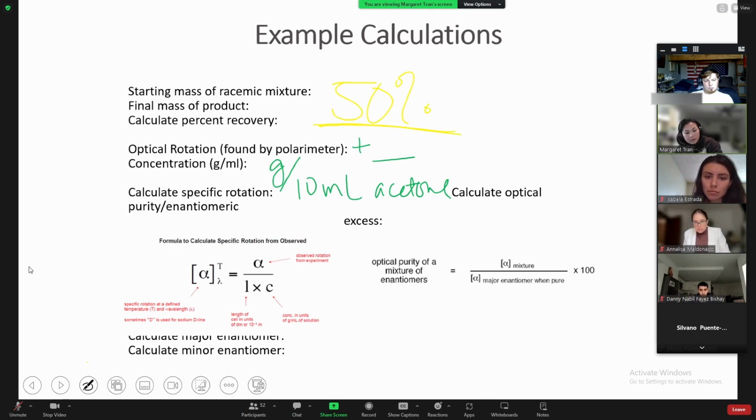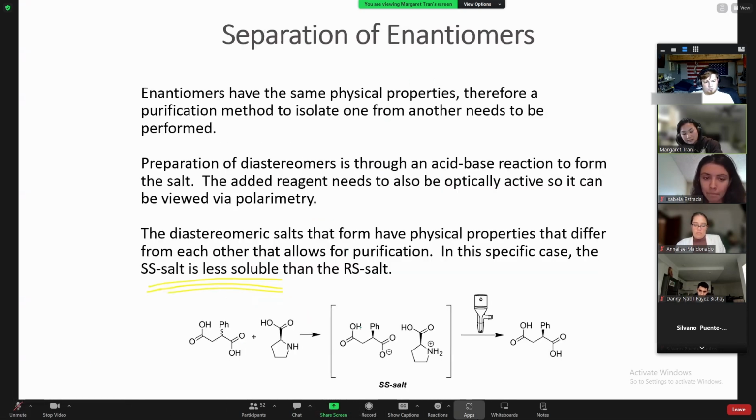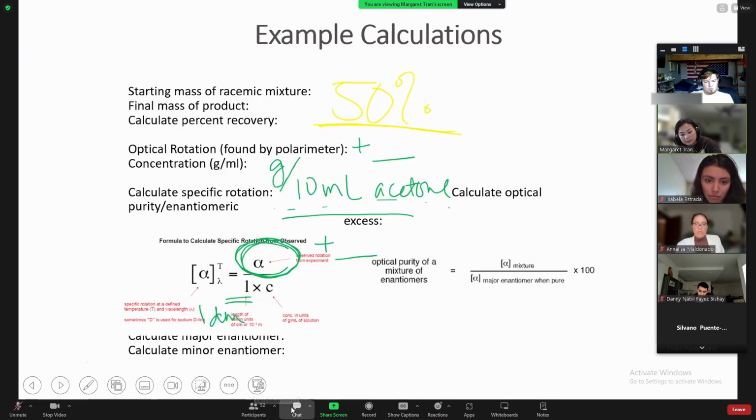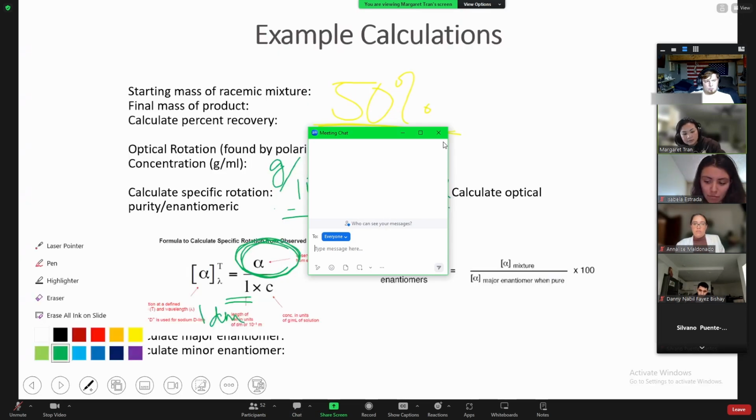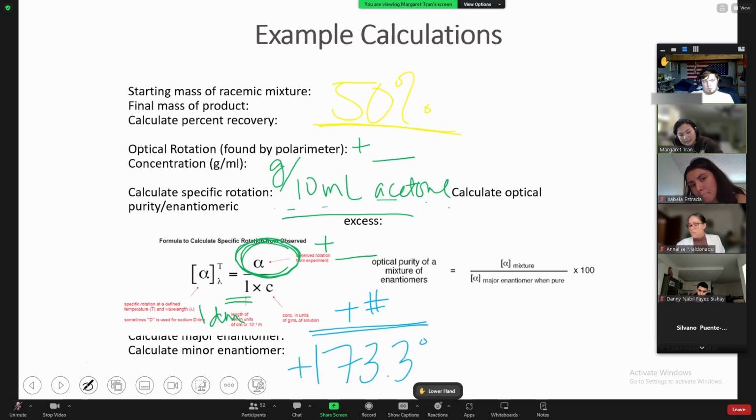With this, you're going to put your angle of rotation, the positive value, in there. L is going to be 1 decimeter because that's our sample cell. Your concentration is going to be whatever you have, grams per 10 mils. With that, you should get a positive number, right? Whatever you get, you should be comparing it to the 173.3 degrees, that positive 173.3.